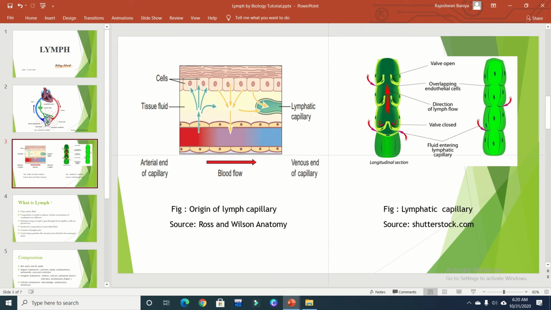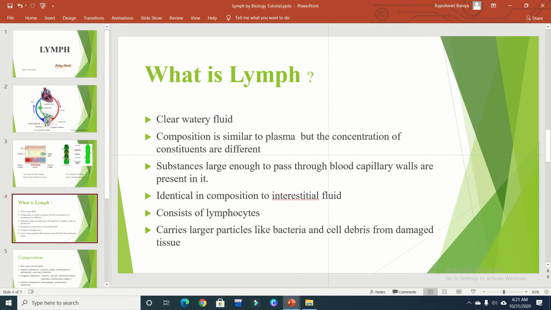And this lymphatic system helps to transport the larger particles which the blood capillaries cannot pass. In the lymph, the tissue fluid, there is no presence of red blood cells, because red blood cells are large enough that the blood capillaries don't allow them to pass. Okay, what is lymph? We said here.